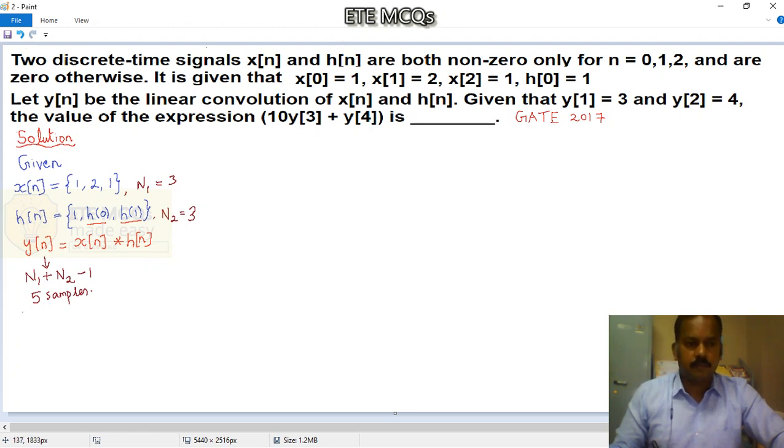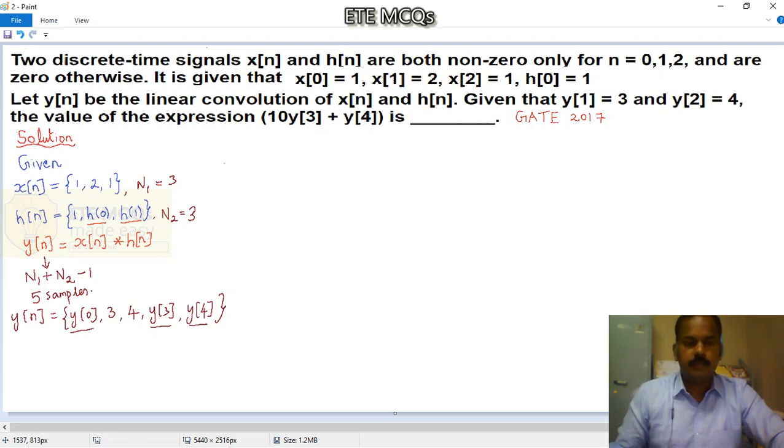Okay, and what is y of n given for us? It should have 5 samples, that is y of 0. Y of 0 is not known, y of 1 is 3, y of 2 is 4, and y of 3 is not known, and y of 4 is also not known. So we do have certain unknown values. They are y of 0, y of 3 and y of 4. So we should be identifying these values. Only if we know y of 3 and y of 4, we can find out the value of 10 times y of 3 plus y of 4.